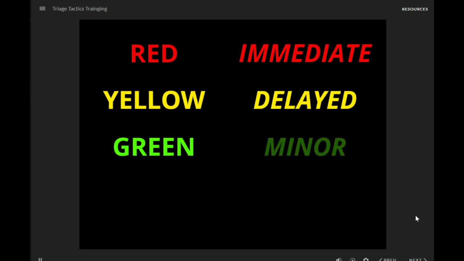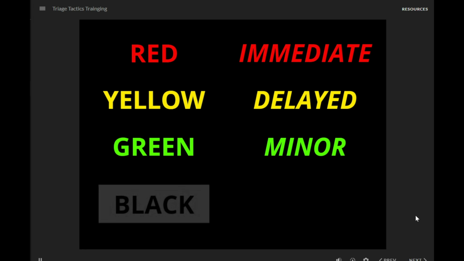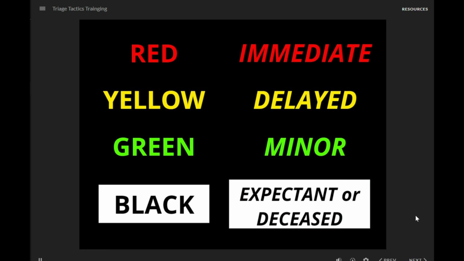Green tag, minor. Walking wounded with minor injuries. Cuts, scrapes, sprains. They're ambulatory and can wait. We direct them to a collection area and treat them last. Black tag, expectant or deceased. When resources are overwhelmed, these are patients with injuries incompatible with life or who are already deceased. We can't save everyone in an MCI.